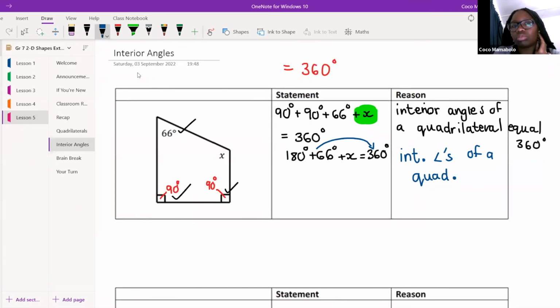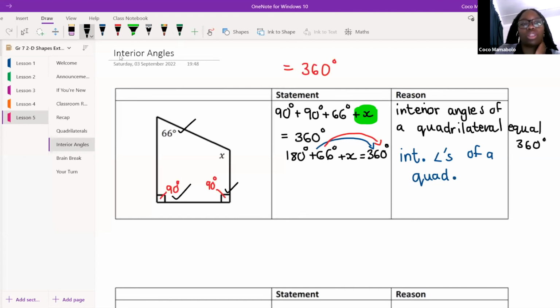360 degrees minus 180 degrees. Okay, good. And what about 66 degrees? Do I not also need to take it over the equal sign? I think we need to add it. Well, we could, or we could minus it, depending on which side it's on. But ma'am, we have to minus it.